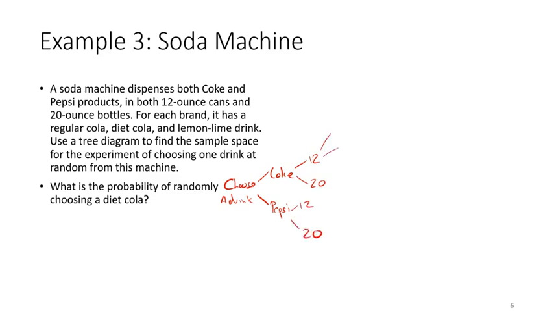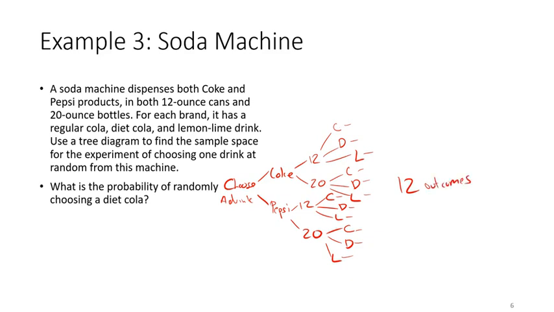And then from each of these, we can each choose one of 3 different drinks. Either a cola, a diet cola, or a lemon lime drink. And so now we can determine the total possible outcomes of this particular probability experiment. Based on the number of branches in the tree, we know that we're going to have 1, 2, 3, 4, 5, 6, 7, 8, 9, 10, 11, 12 different outcomes.